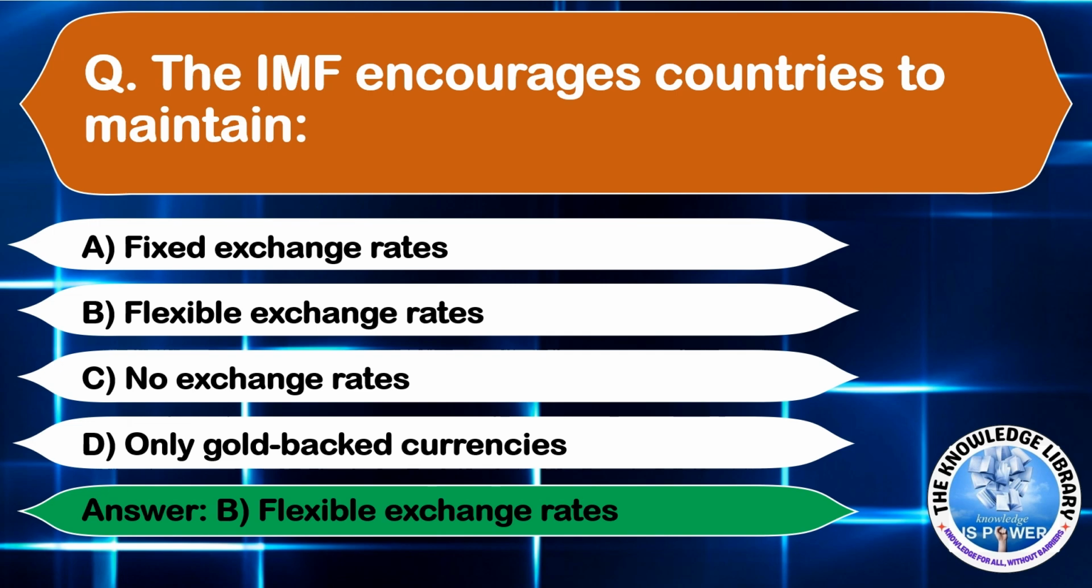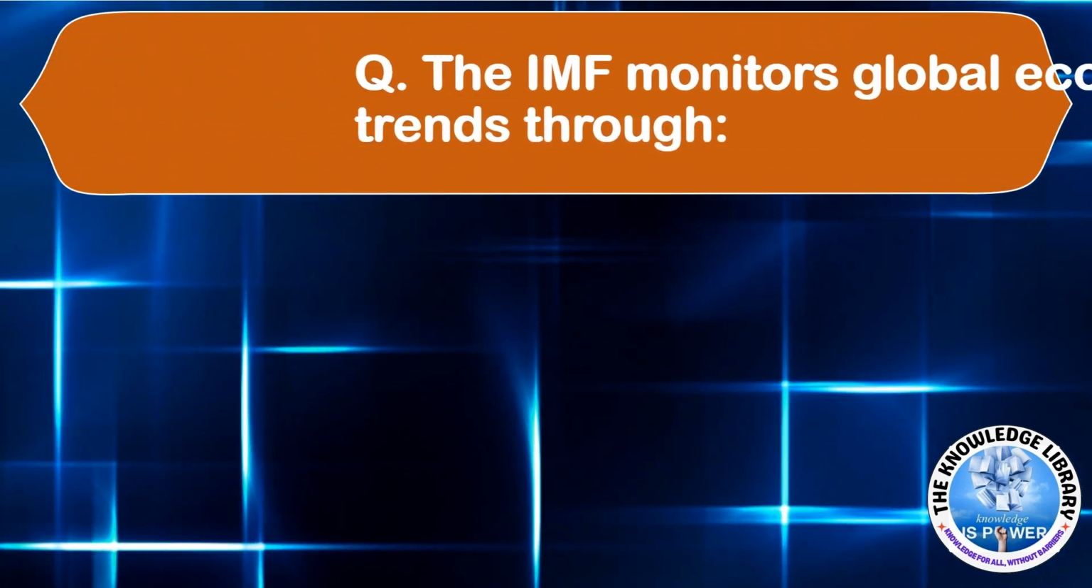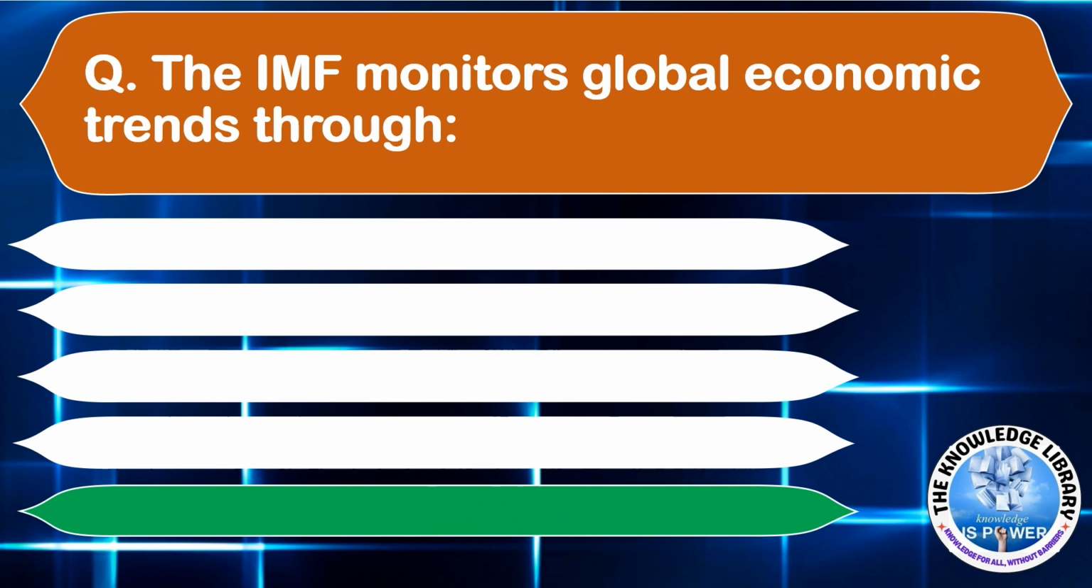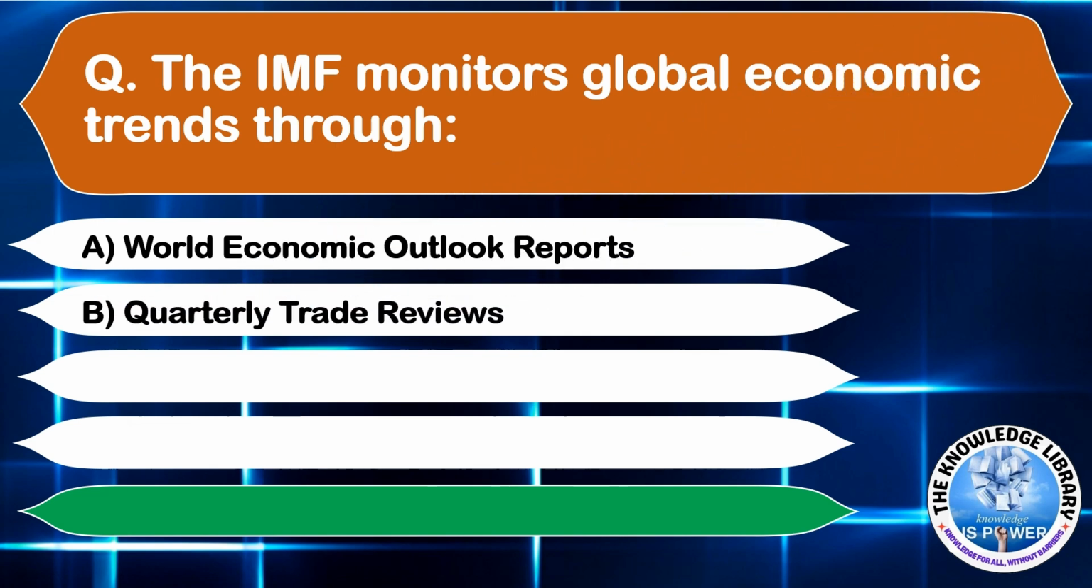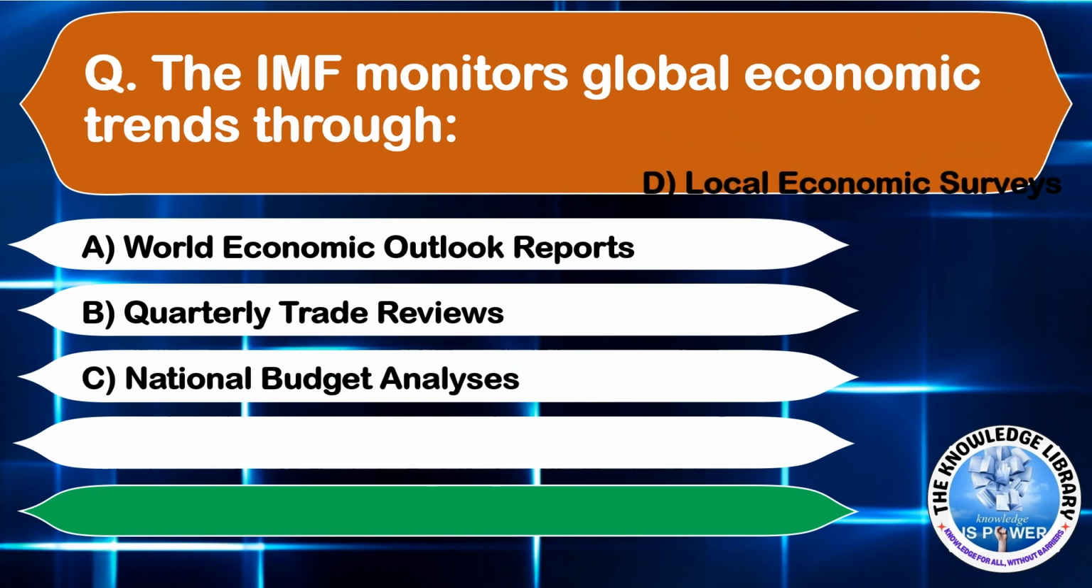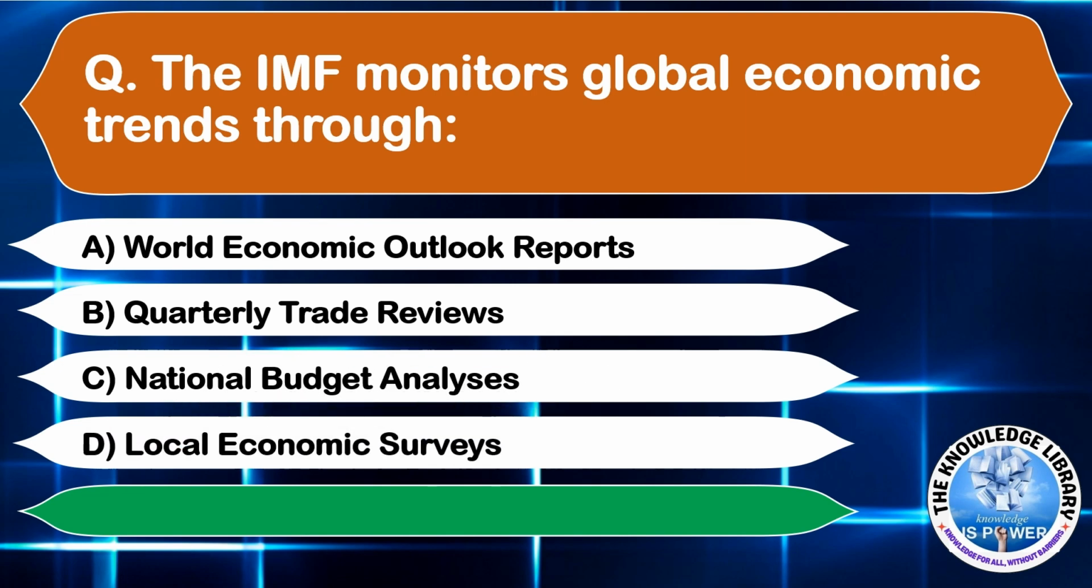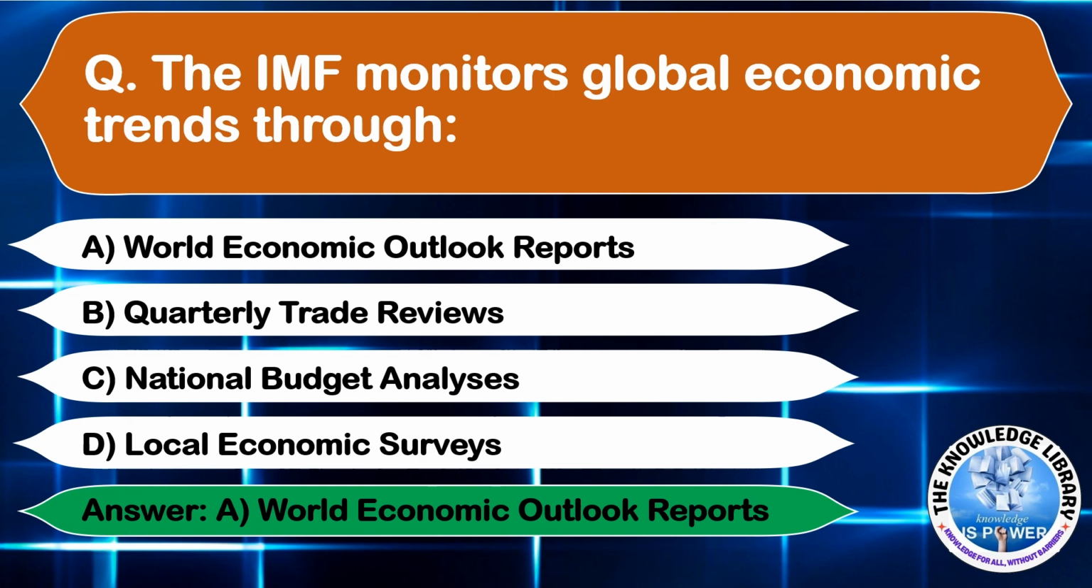Next question is, the IMF monitors global economic trends through option A, World Economic Outlook reports, option B, quarterly trade reviews, option C, national budget analysis, option D, local economic surveys. Answer is option A, World Economic Outlook reports.